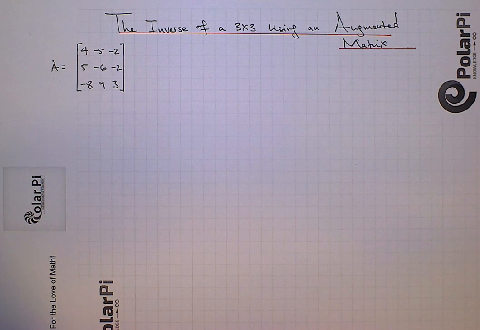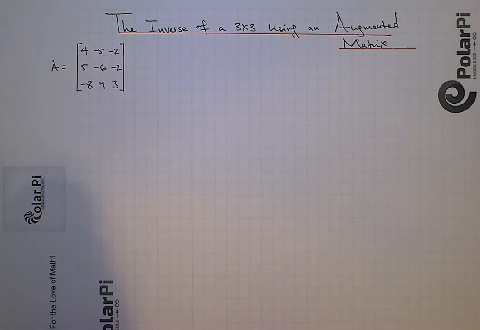Now, what I'm about to do can be done on a 4 by 4 or 5 by 5, hence why I said it's the method of the augmented matrix for inverses, as opposed to 3 by 3 inverses.